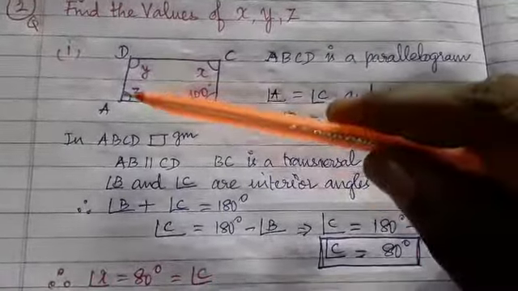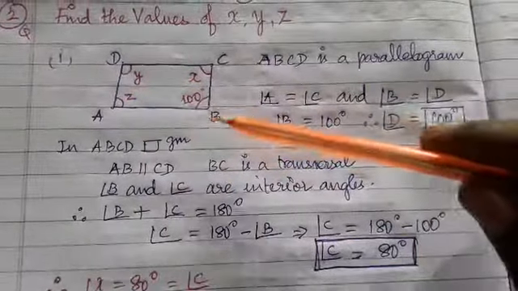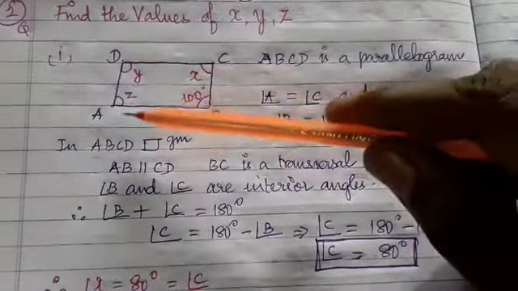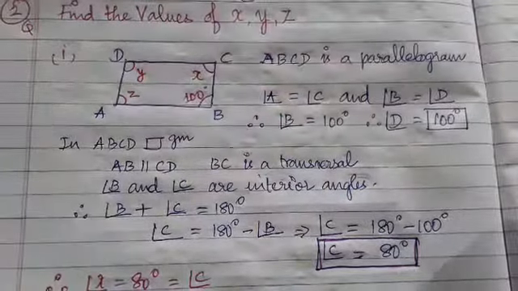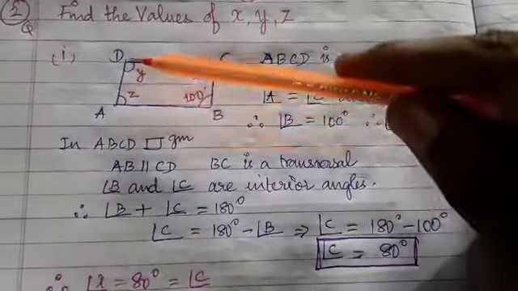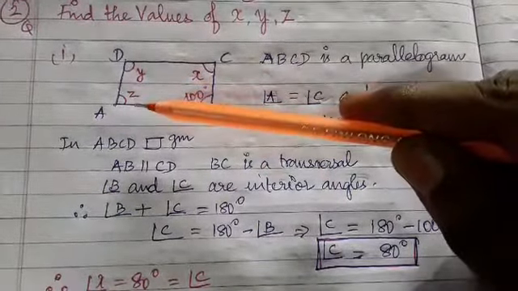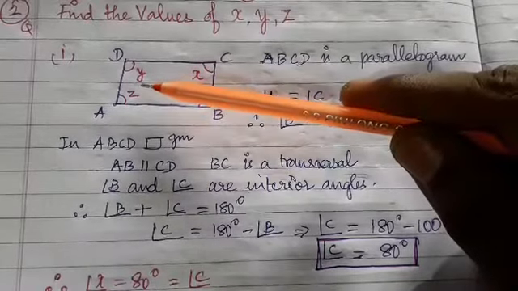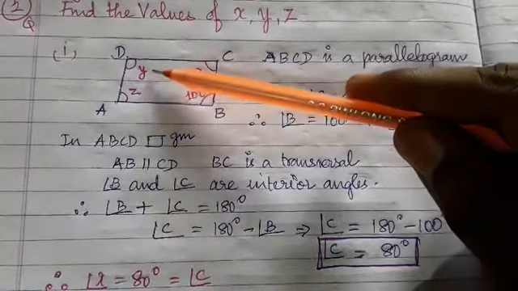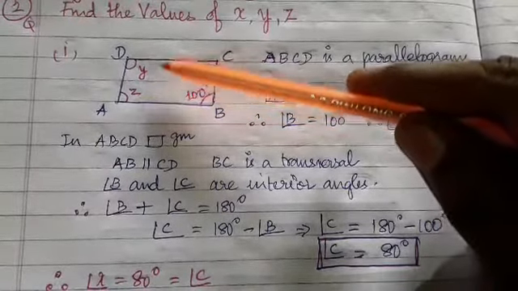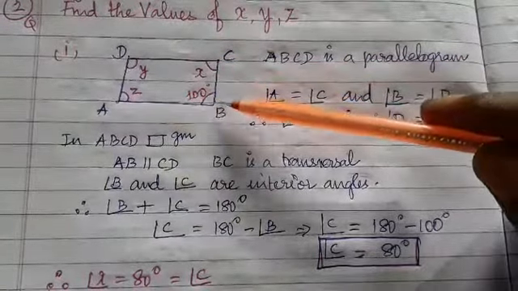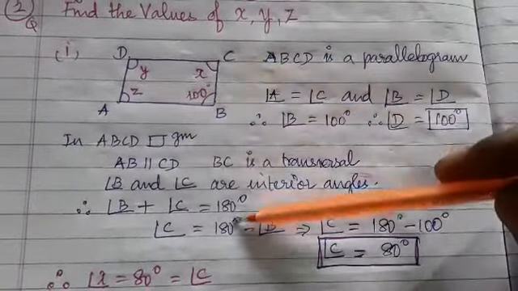Then ABCD is a parallelogram, and you see AB and CD are parallel, and AD is a transversal. When you study parallel lines, AD is a transversal. That means Z plus Y will be equal to 180 degrees. That means the interior angles sum to 180 degrees. Or on this side, B plus C equals 180 degrees.